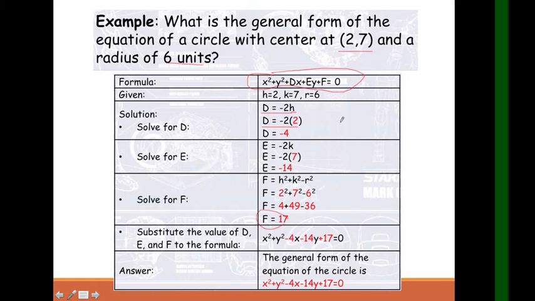Putting all of this to the general form, we have x squared plus y squared minus 4x minus 14y plus 17 equals 0. So therefore, given the center of the circle plus the radius, we can have the general form, which is equal to x² + y² - 4x - 14y + 17 = 0.